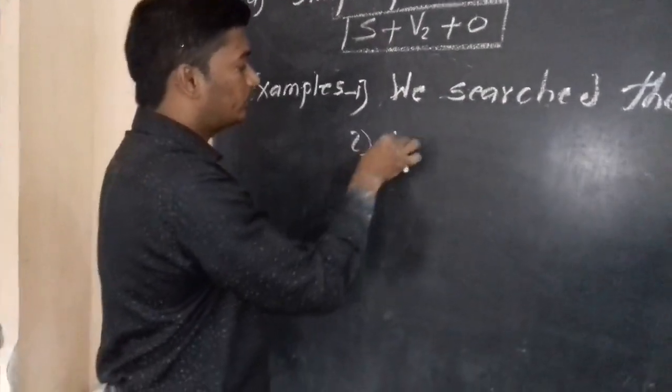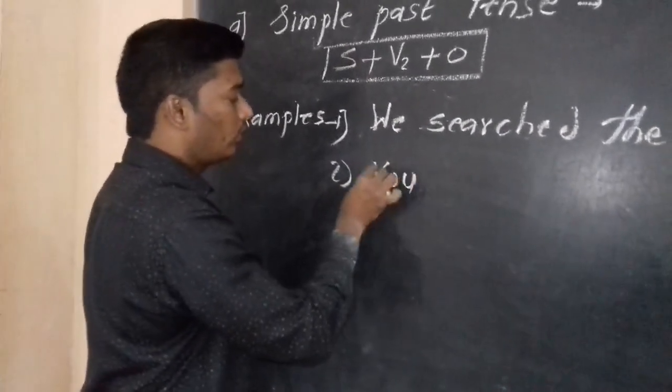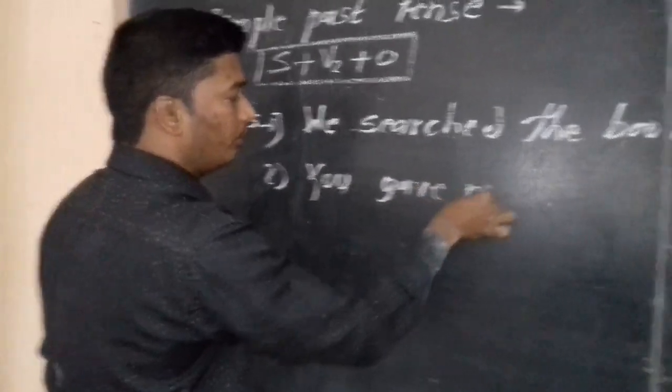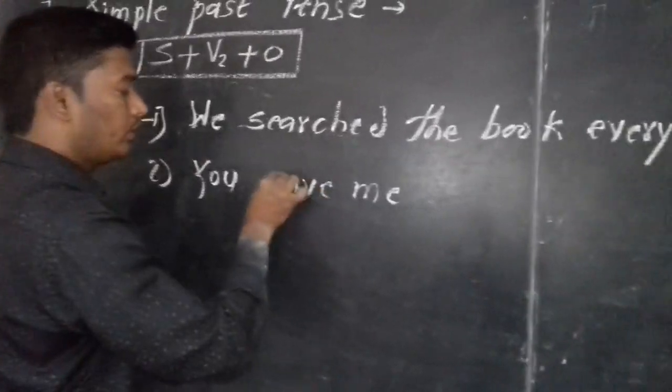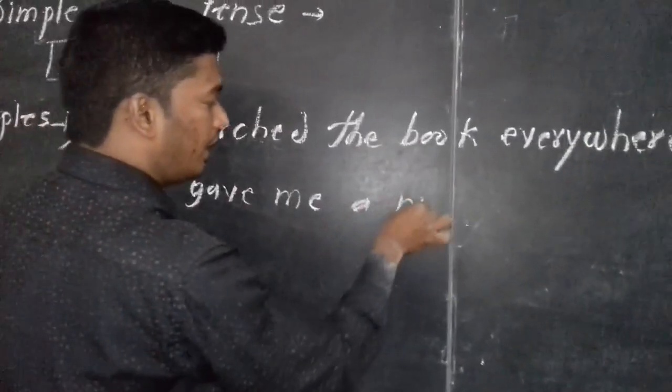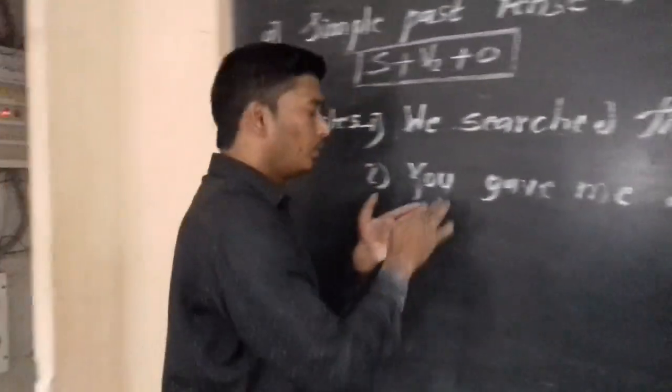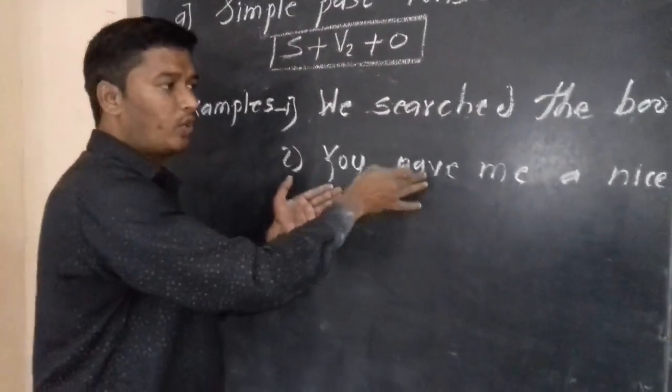Now, you gave me a nice gift. You gave me a nice gift. You gave is the past form of the verb.